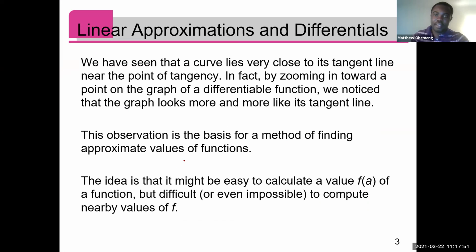So this section is about approximation. Sometimes we may be interested in finding the value of the function at points around the tangency, but it may be impossible or very difficult to solve. Because the tangent line is very close to the curve near the point of tangency, we can use the value on the tangent line as an approximation for the value on the actual curve. That's what linear approximations are about.